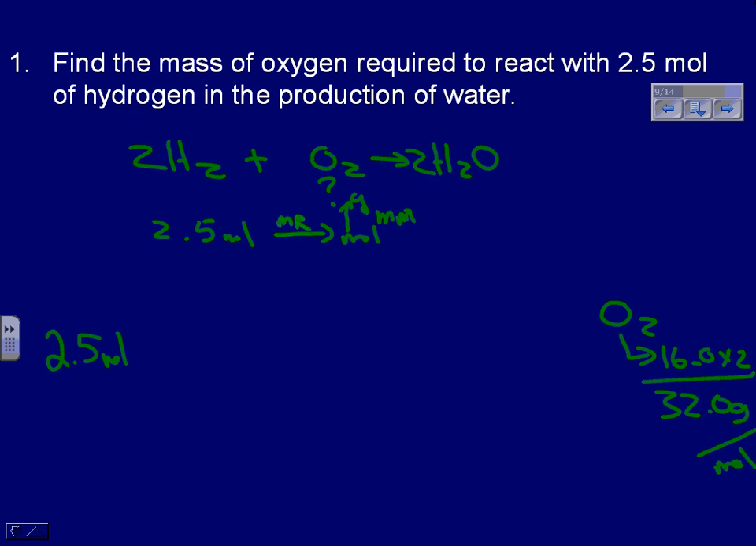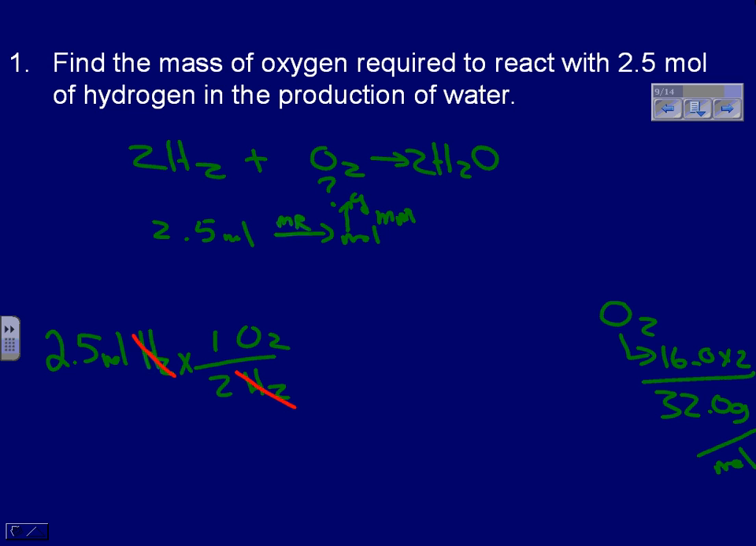2.5 moles H2 times. I need the mole ratio conversion factor. Somebody tell me what to put where. We've used mole ratio enough times. Amber? 2H2 on the bottom. What I have, I'm getting rid of. Yep. How many? 1O2 on the top. What does that do? That gets rid of the hydrogen. Now in my number, I have moles of oxygen.